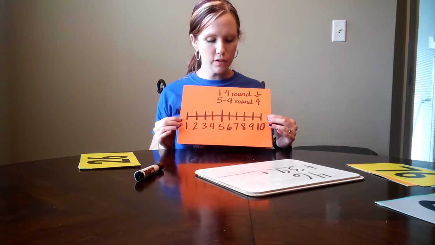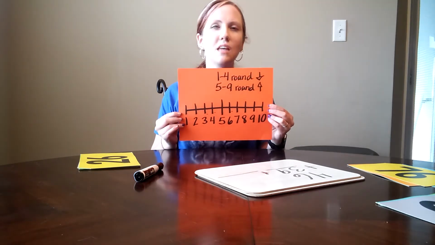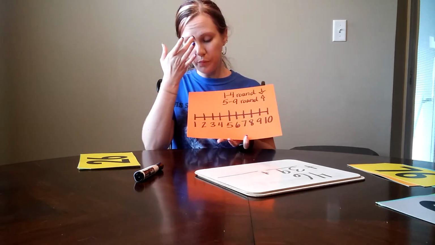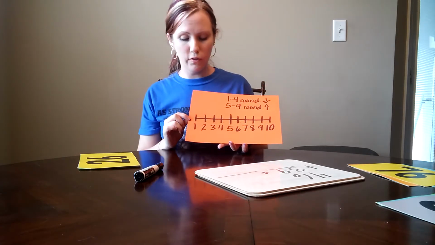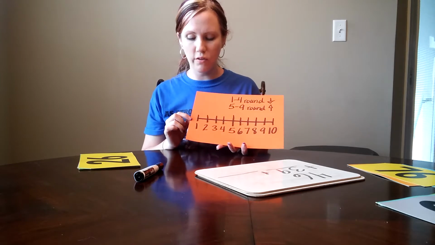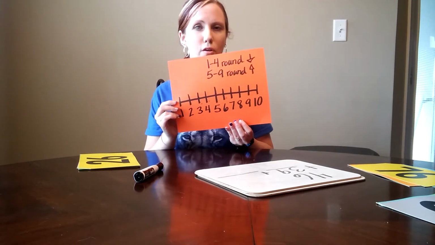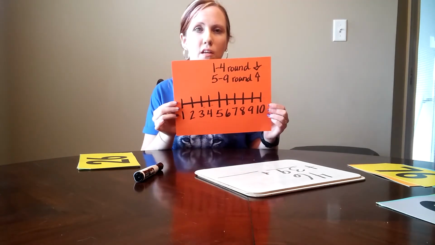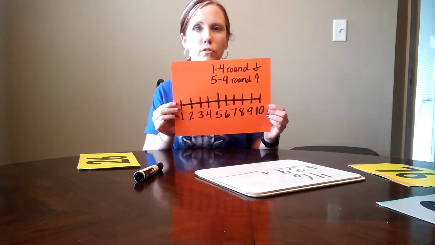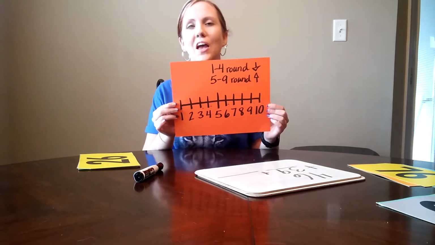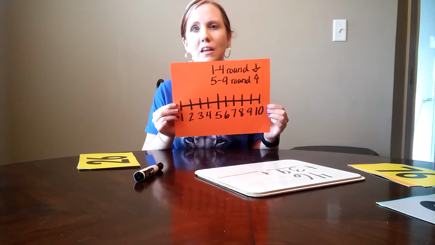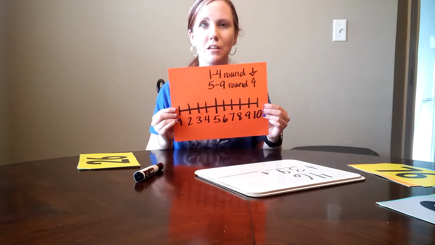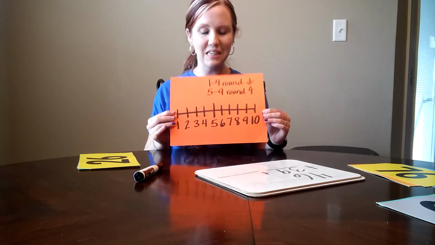Now, if you look at all the numbers in between, you can decide which one is closer to those 10s. So, on this side, for 0, if the number was 1, 1 is closer to 0 than it is to 10. 2 is closer to 0 than it is to 10. 3 is closer to 0 than it is to 10, and 4 is closer to 0 than it is to 10. You have 5 in the middle, which we'll talk about in just a second.